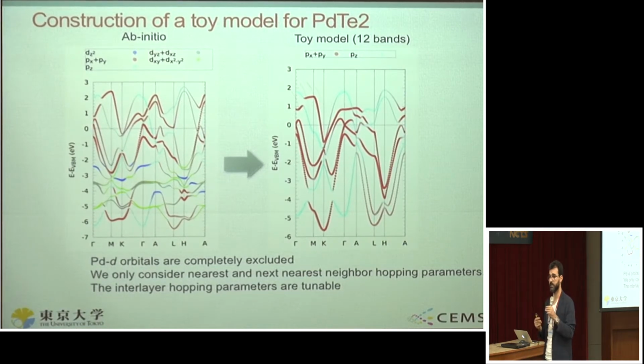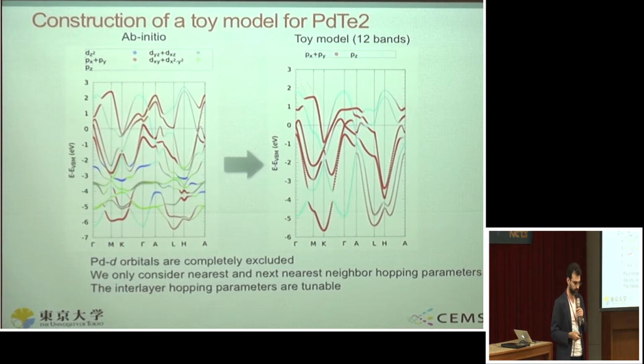So to show that indeed we don't need any d orbitals here to stabilize these Dirac cones, I have, for example, shown the case where we have excluded the d bands from the case of palladium ditelluride. So this is the ab initio band structure, and this is a toy model in which I have removed the d orbitals. Already you can see that in this toy model you still have the band crossing, protected band crossing between our p orbitals along the gamma-A direction.